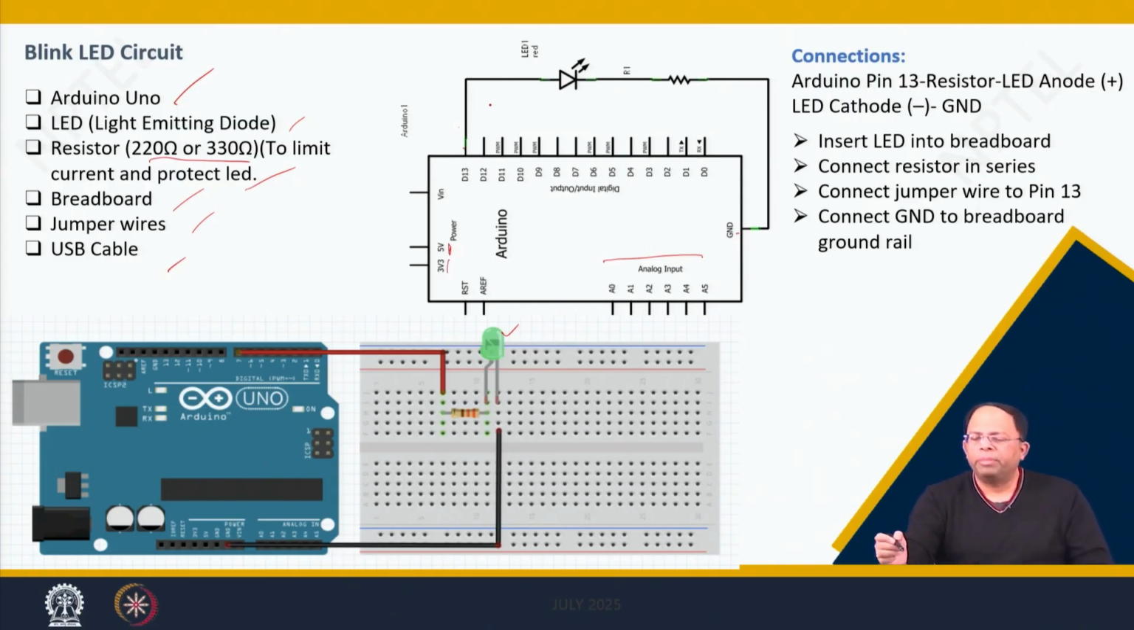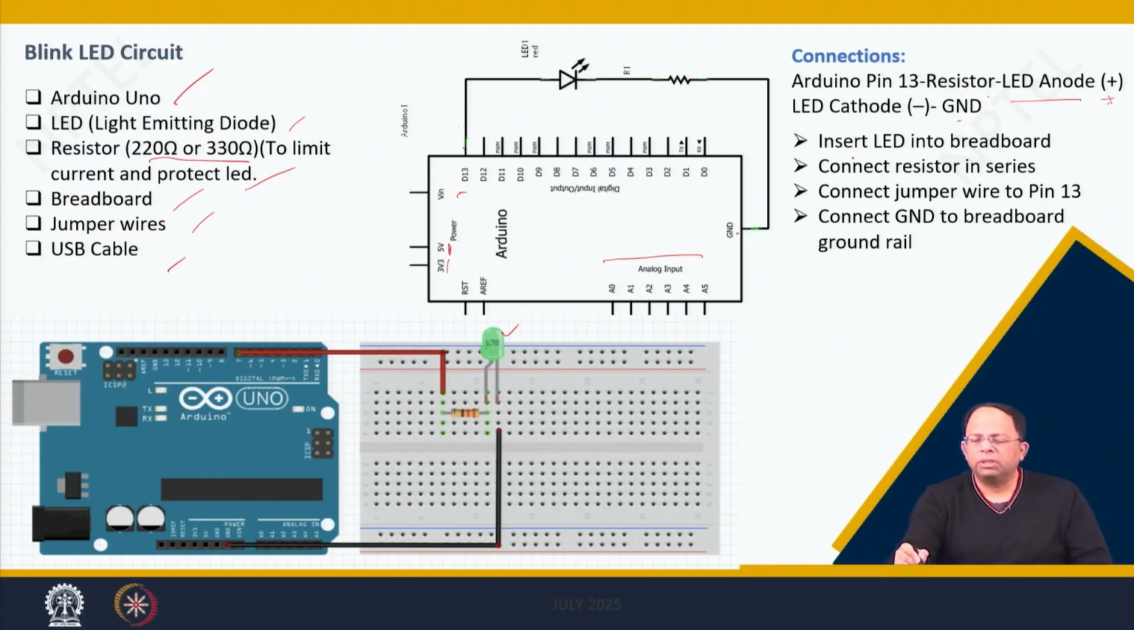So Arduino pin 13 over here is connected to the resistor, and then the resistor is connected to an LED anode. That means the LED's positive side. And the LED cathode, the negative side, is then connected to the ground. So this completes the whole circuit.